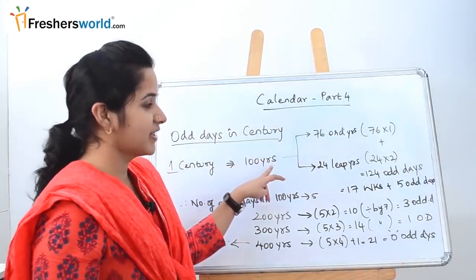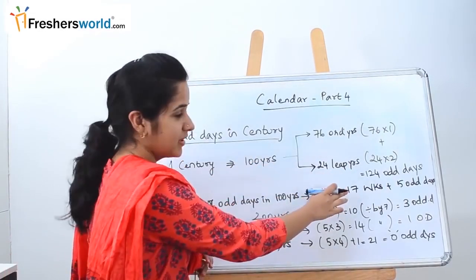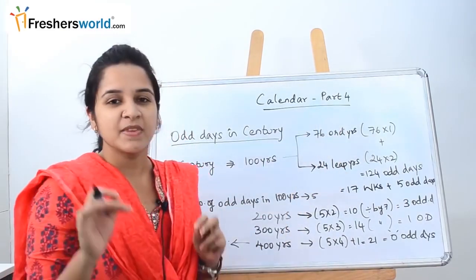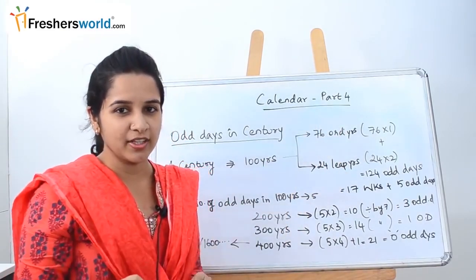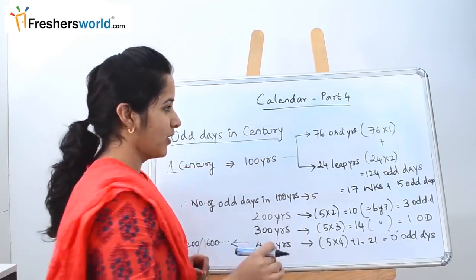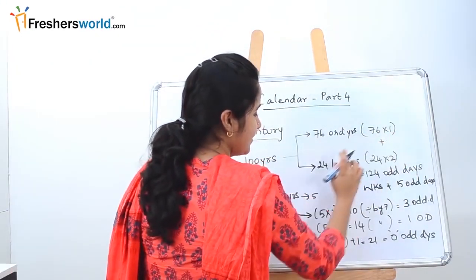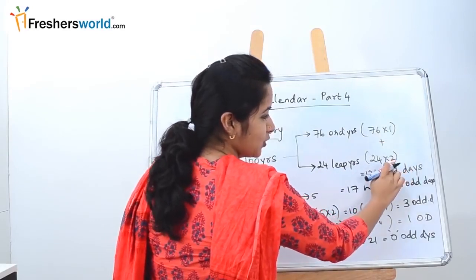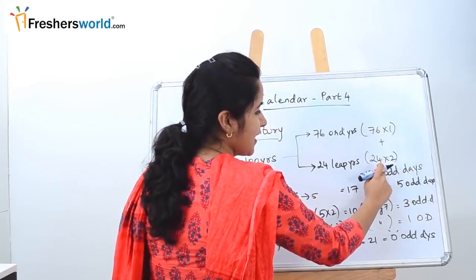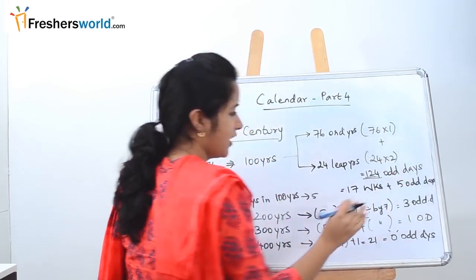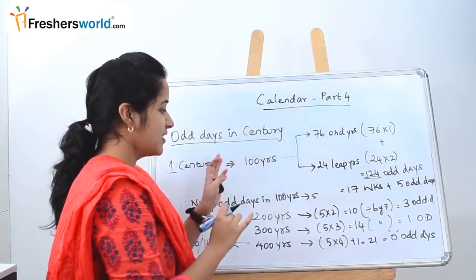In 100 years, there will be 24 leap years and 76 ordinary years. We know in a leap year there are 2 odd days, and in an ordinary year we have 1 odd day. So what are we doing? We are multiplying 76 into 1 and adding 24 into 2. Once you multiply and add, you will get 124 odd days together in a single century.